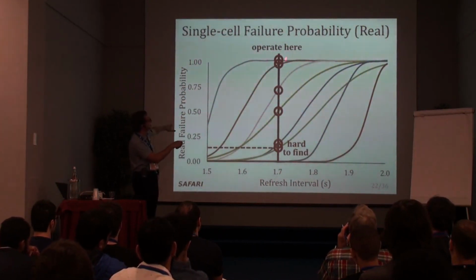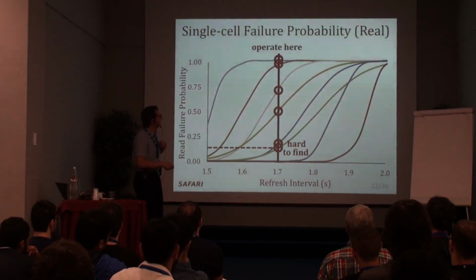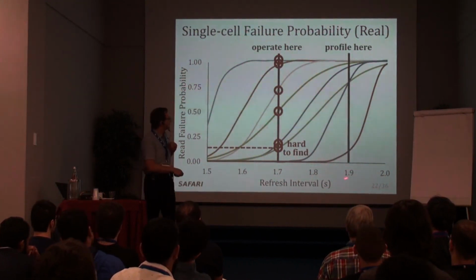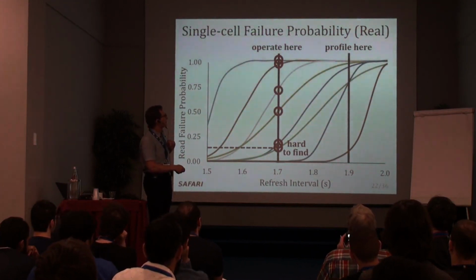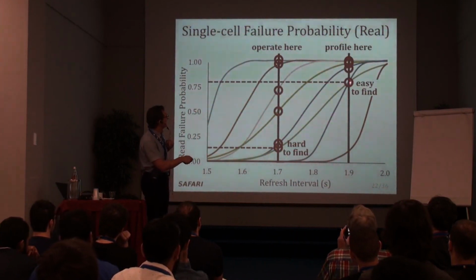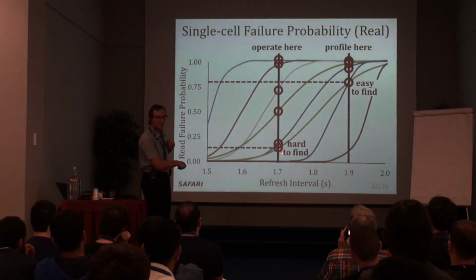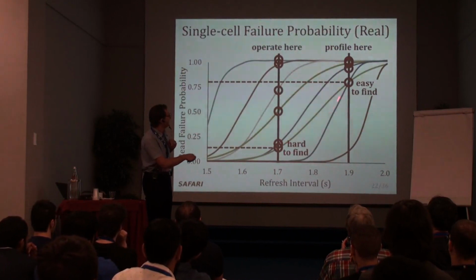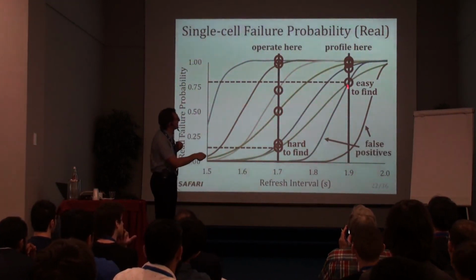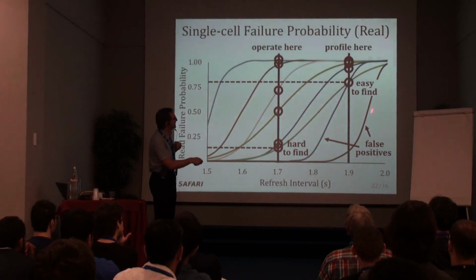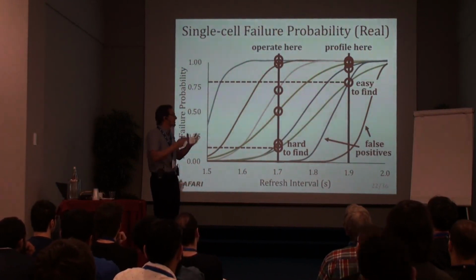This fails 100% of the time, so they're probably easy to find. So if you're actually intelligent, you increase the refresh interval a little bit and do the profiling over here. And once you do that profiling, what happens is now you can more easily find these cells that would fail at a lower refresh interval over here, which means that you can actually have much coverage. But you also find some cells that fail at this higher refresh interval over here, which means that you're going to refresh them more frequently.